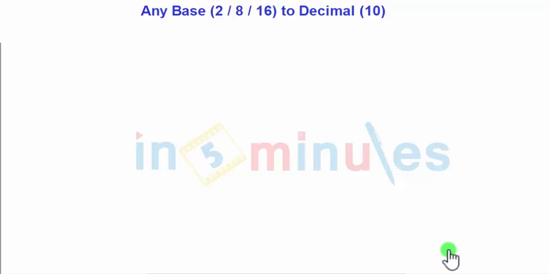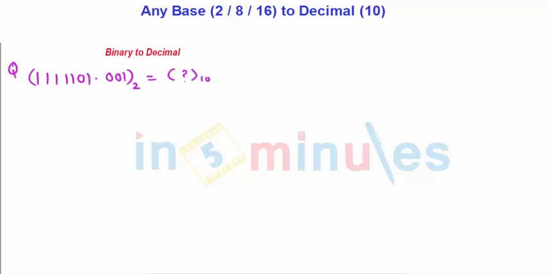So first of all, let us consider one binary example, a binary number which needs to be converted into the decimal number system. Here is the binary number 1111101.001, which we need to convert into decimal.